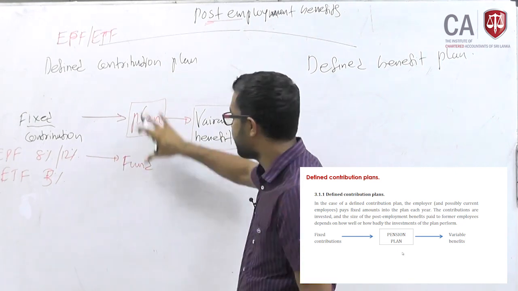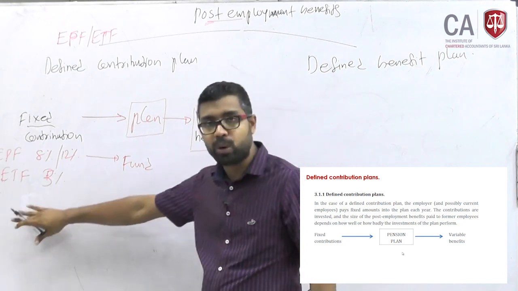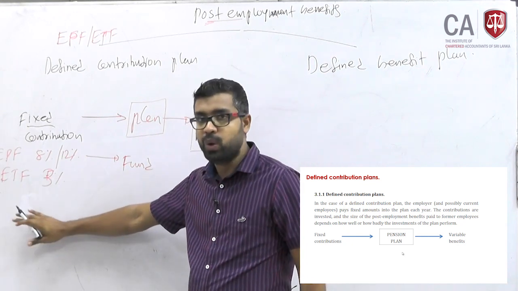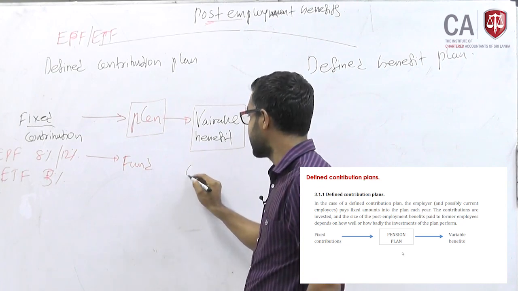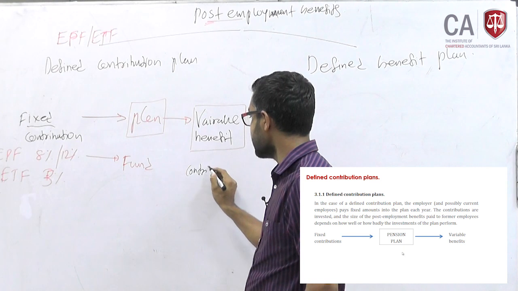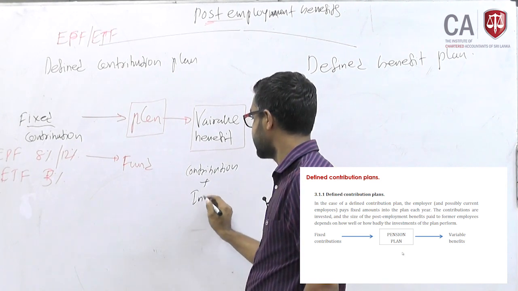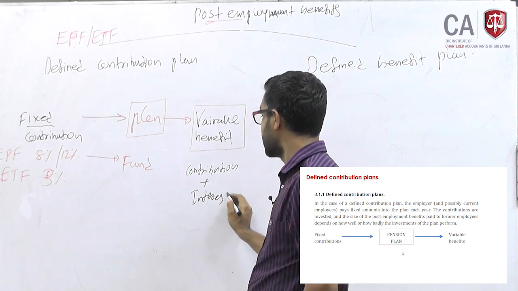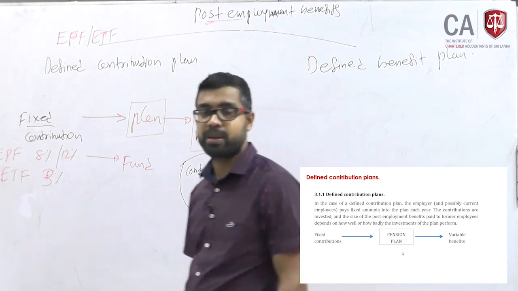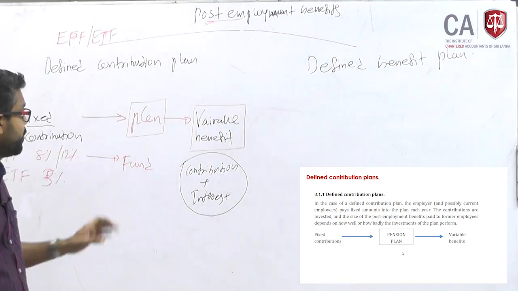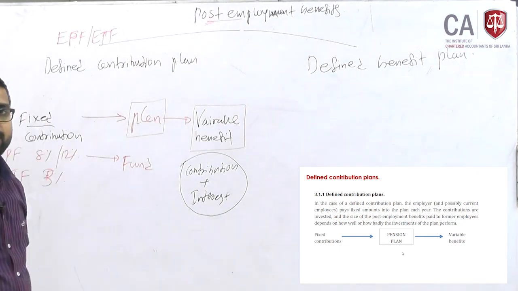Fixed contribution to a plan. That's the ETF EPF fund. From that you will receive the paid amount. No, this will be variable with interest. Contribution plus interest you will receive. Contribution plus interest will be what? Variable benefit. Right? Variable benefit. This is what the defined contribution plan means.